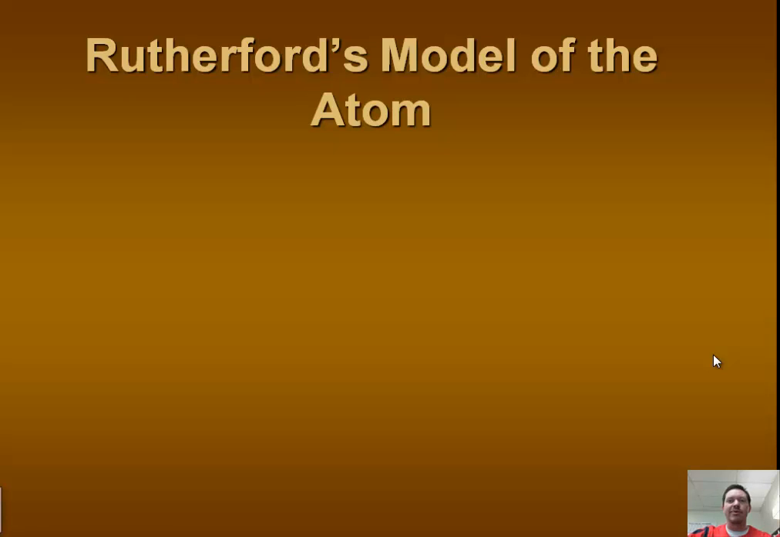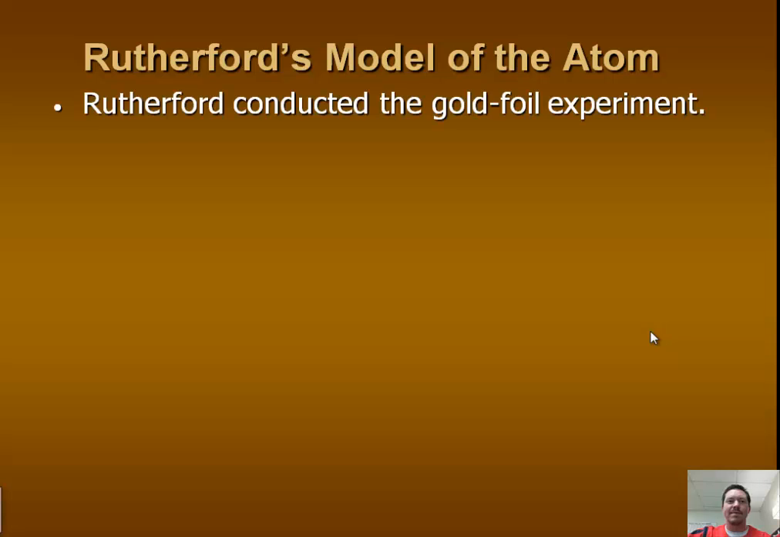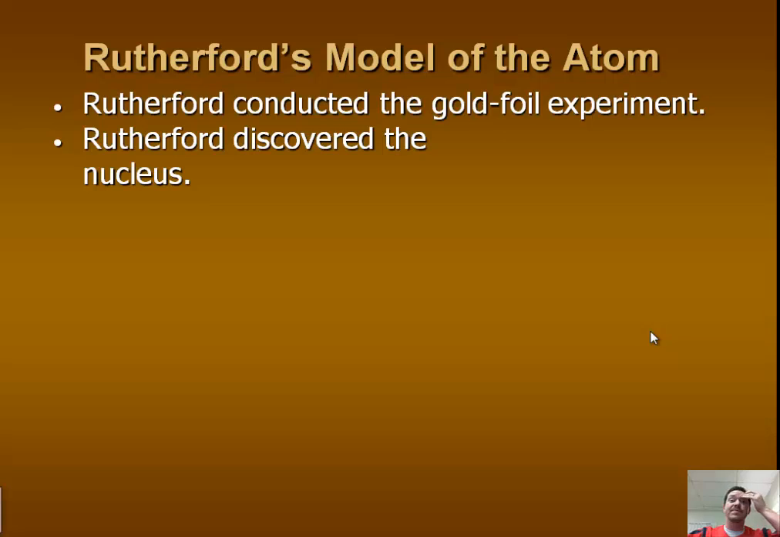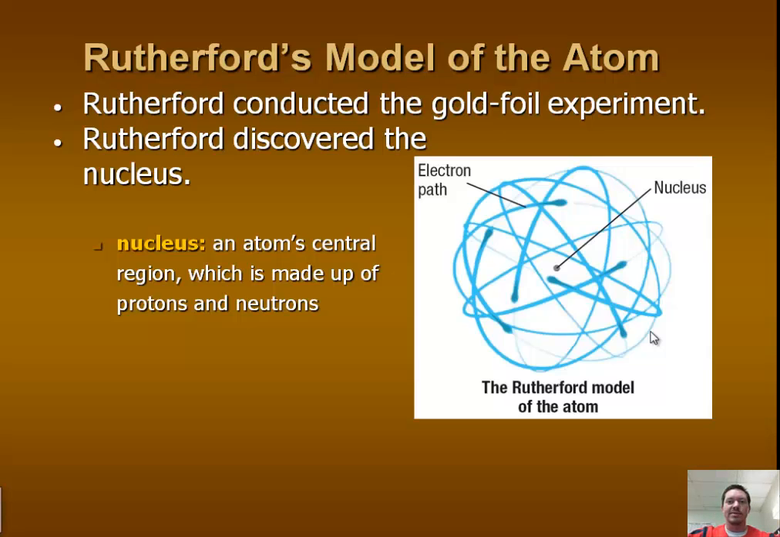So we move on to Rutherford's model of the atom. Rutherford proposed that most of the mass of an atom was concentrated at the center of the atom. And he did an experiment that we call the gold foil experiment. And this gold foil experiment allowed Rutherford to discover the nucleus. And we define a nucleus as the atom's central region, which is made up of protons and neutrons. So this kind of signifies the Rutherford model of the atom.